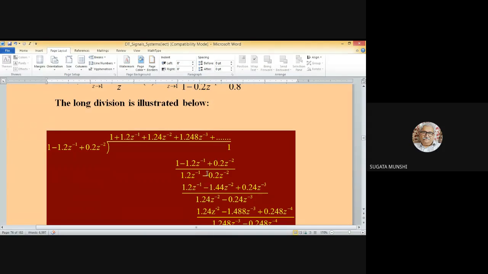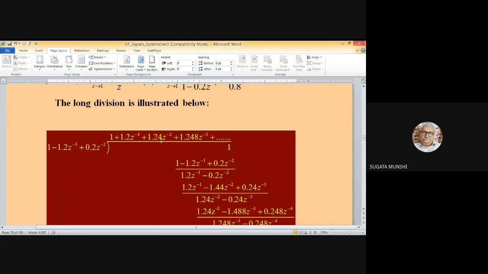Here, what will be the next step? You have to subtract that one from 1.2 z to the power minus 1 minus 0.2 z to the power minus 2. What will you have on subtraction? That term involving z to the power minus 1 will vanish. Minus 0.2 plus 1.44 z to the power minus 2, that is 1.24 z to the power minus 2. And here minus 0.24 z to the power minus 3. That comes in here.